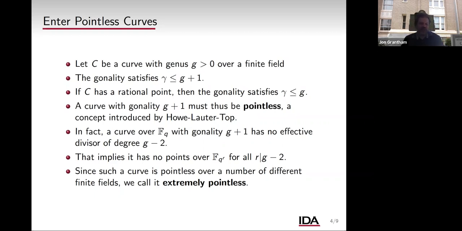And what we realized is that for a curve with gonality g plus 1, not only does it have no points over your ground field, but for all r dividing g minus 2, that extension field, it has no points over it. And since it's pointless over all of these ones, we decided to call these extremely pointless curves.